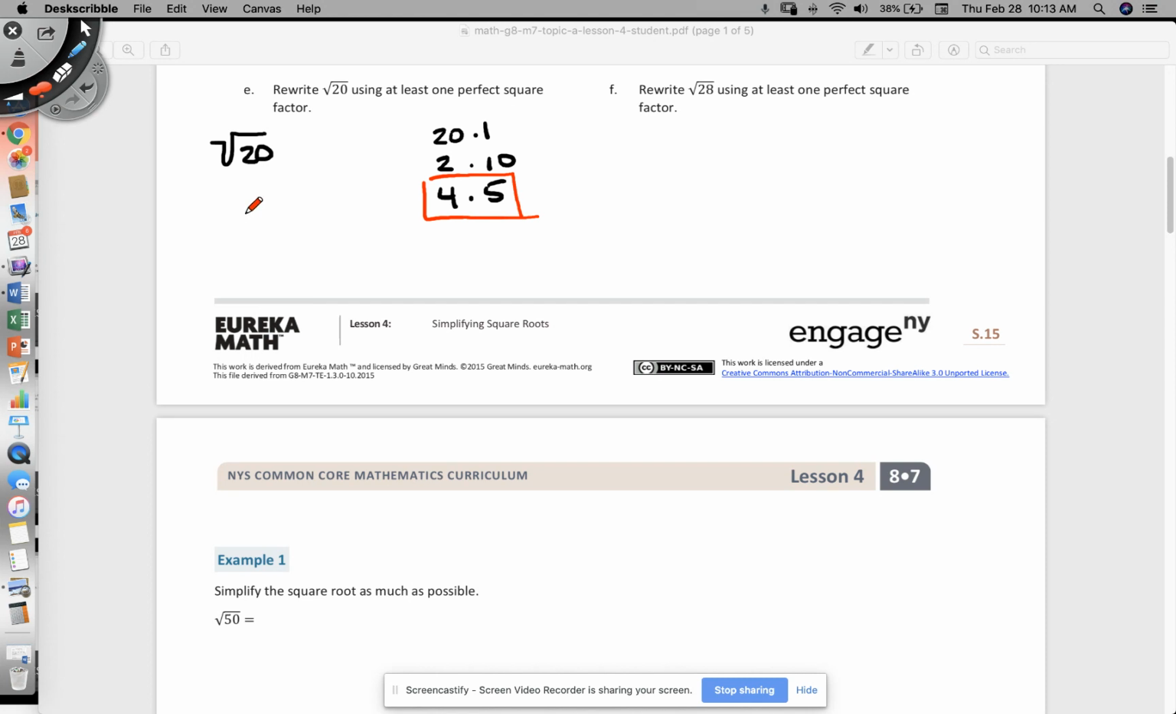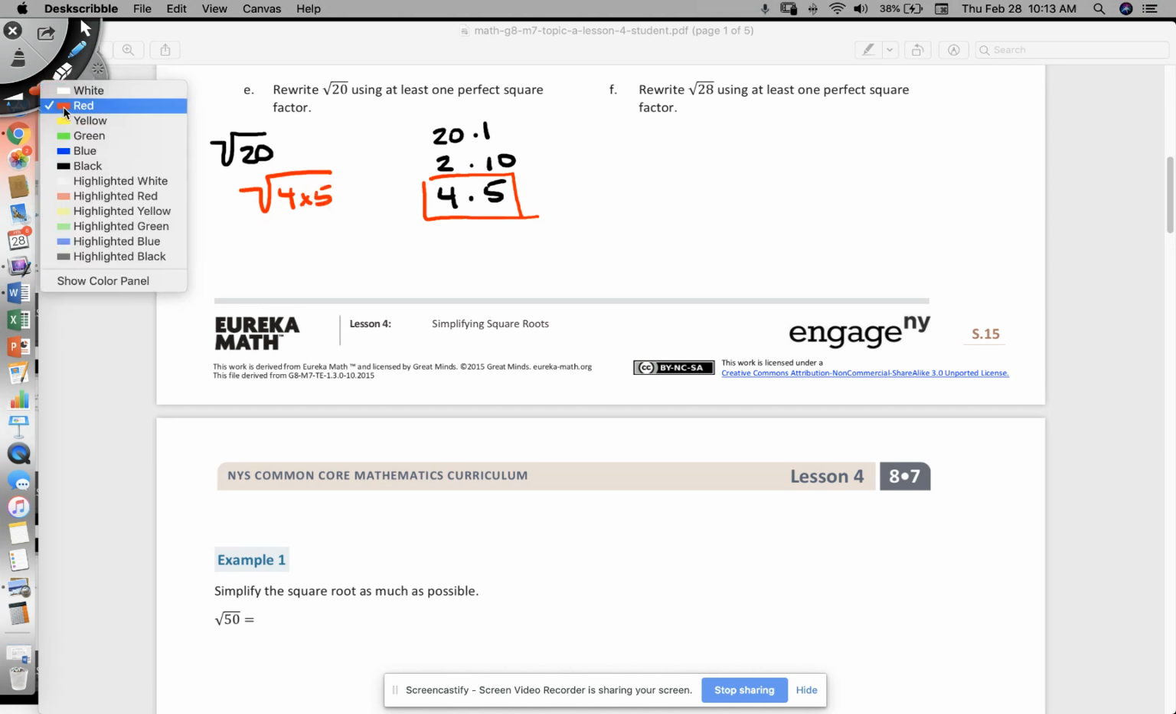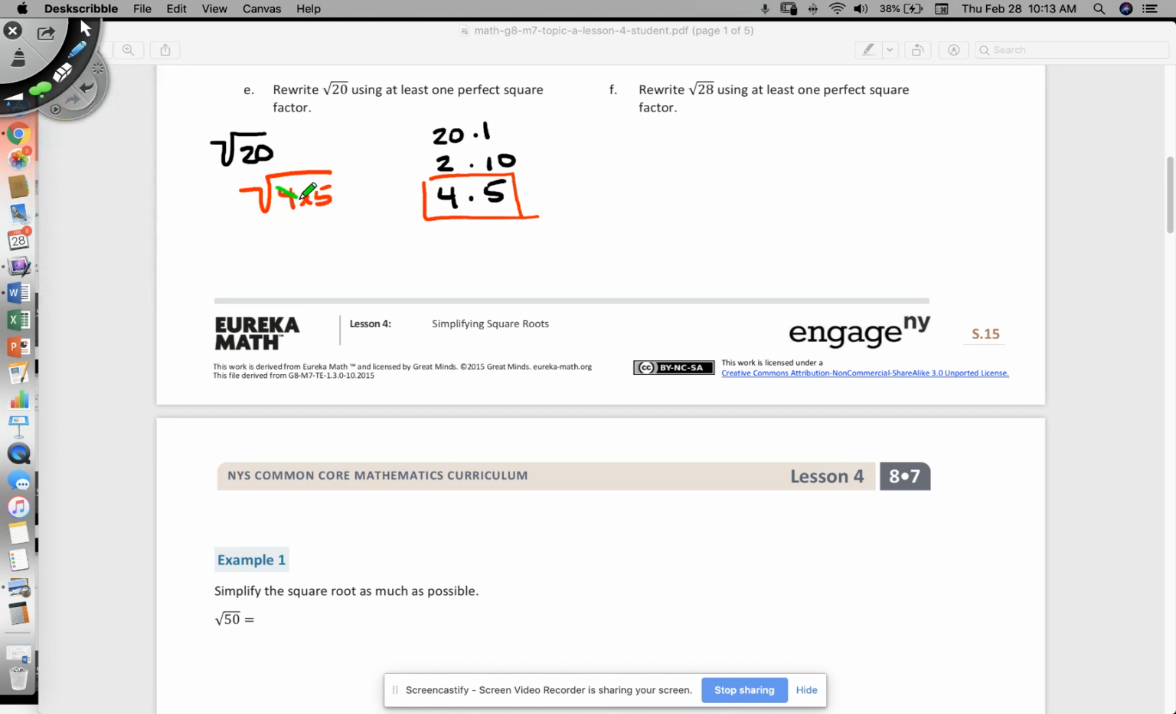So instead of writing the square root of 20, we're going to write the square root of 4 times 5. Now the square root of 4 is 2. So we're going to cross that out, pull the 2 on the outside. And what's left on the inside is root 5. All right. I want you to try 28, and then we'll check it and see how you do.